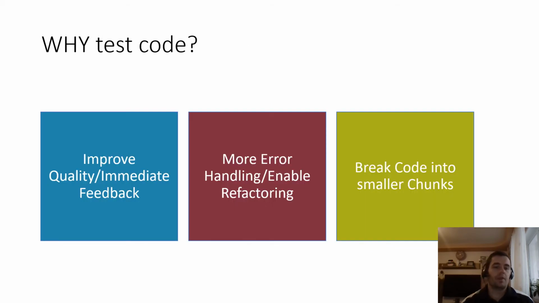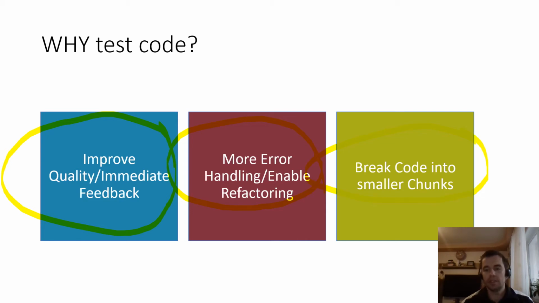So why would we test code? To improve the quality and get immediate feedback after doing some code changes, to have some more error handling, to be able to refactor code more easily and to be more confident. And the side effect is that you break the code into smaller chunks, which leads to more maintainable systems in the future. So this is not only good for unit testing, but also for the application, which becomes much better and more understandable.